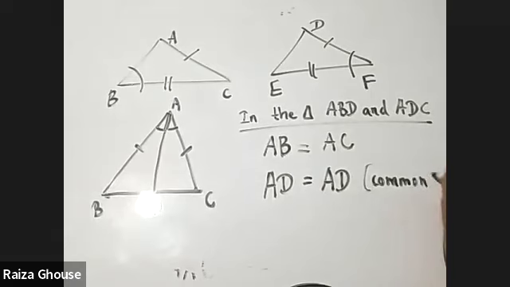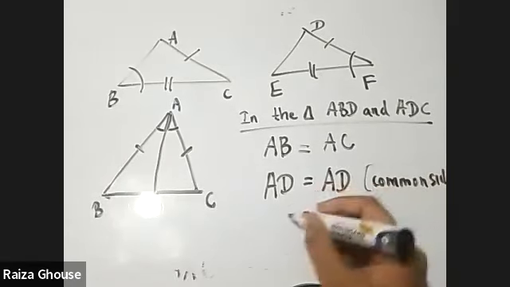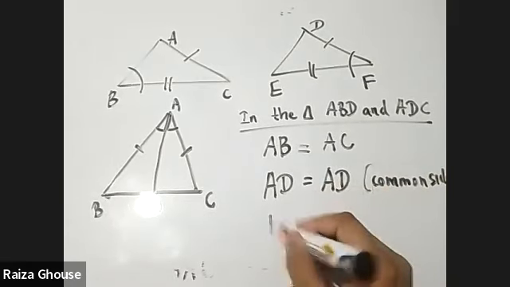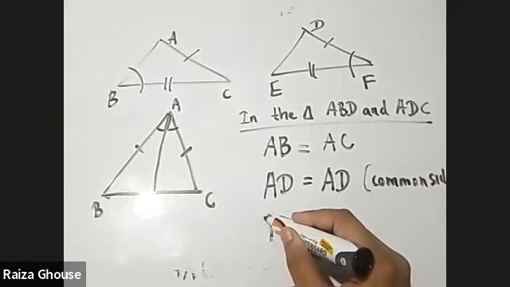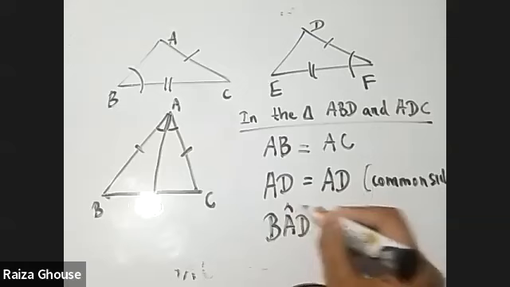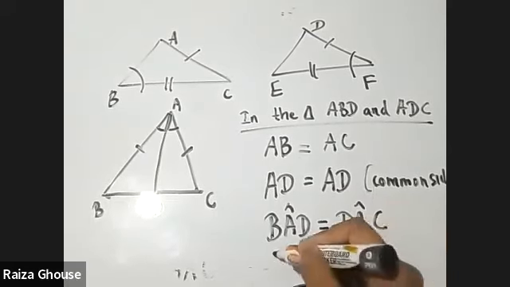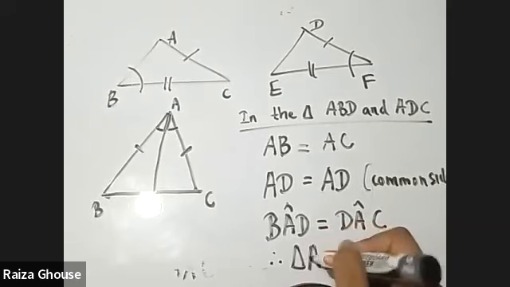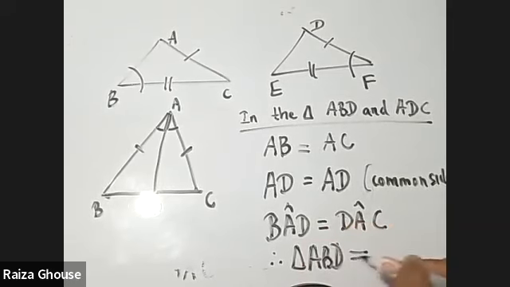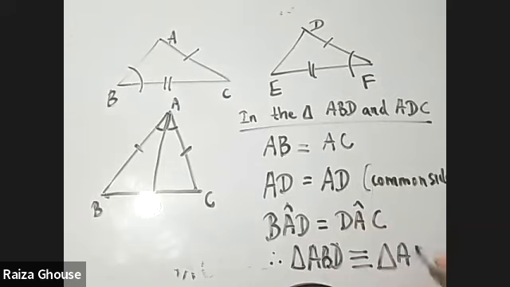Okay, sorry, you can't see. That is the common side. AD equals AD. What is the next data I can take? Angle BAD equals, very good, angle DAC. BAD angle equals DAC angle. Therefore, triangle ABD is congruent to triangle ADC.